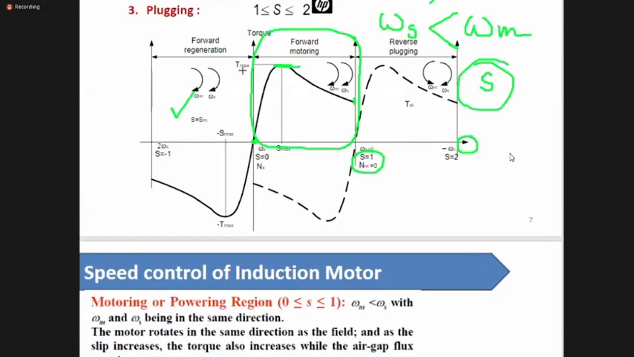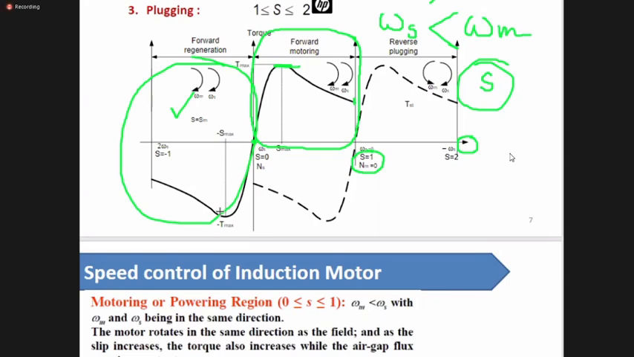So you can say that right in this region, your omega_m is greater than omega_s, so that results in negative slip, and your torque is negative. And because your torque is negative, you are producing some amount of real power, and you are injecting that real power into the grid. So this is called forward regeneration mode.